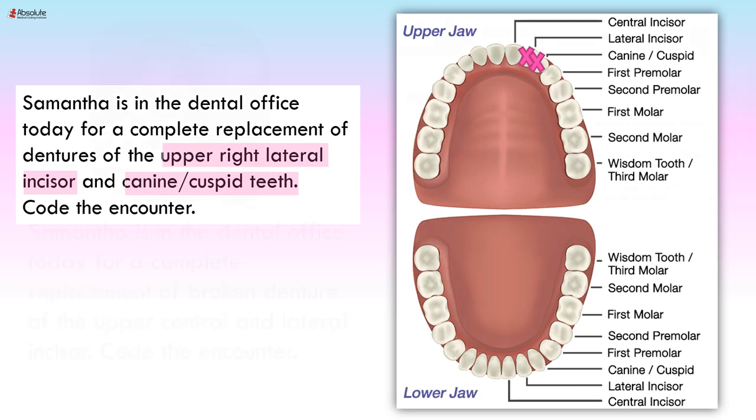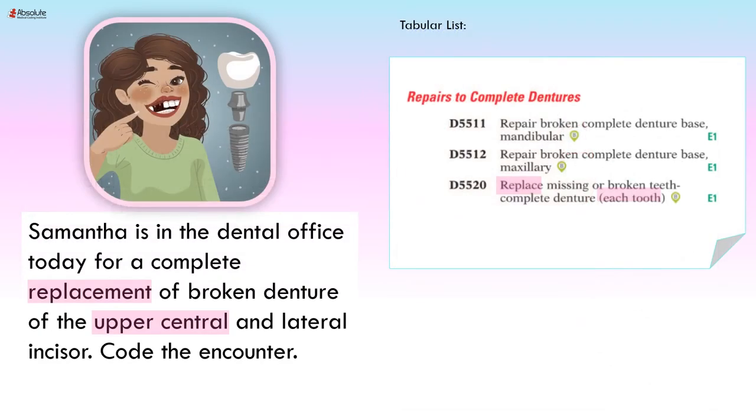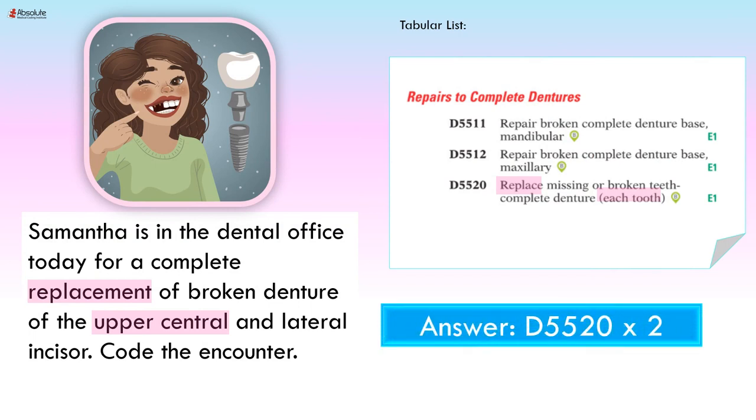So the answer for this scenario, coders, if you got D5520 times 2, then you would be correct. That is outstanding. Great job! Hopefully you enjoyed that one. I thoroughly enjoyed it. Now let's pick up the pace and do some more exercises. Are you ready? Okay, I know I am.